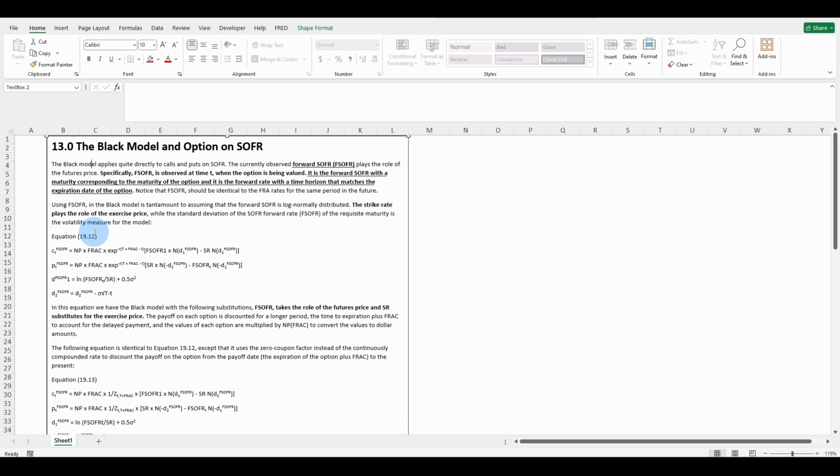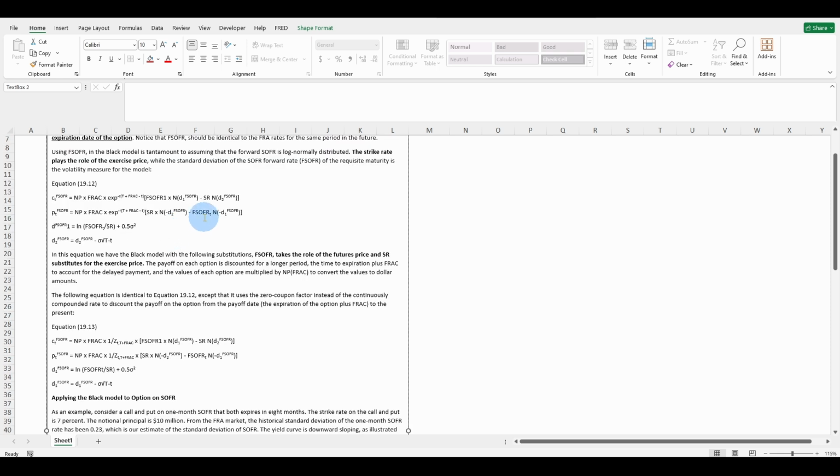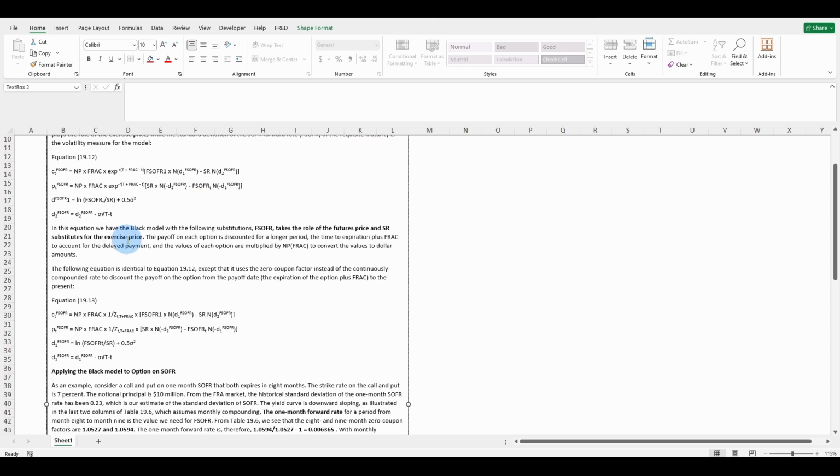The strike rate plays the role of the exercise price, while the standard deviation of the SOFR forward rate of the requisite maturity is the volatility measure of the model. Got that? Here's the call, here's the put, here's d1, d2. Similar to what we've practiced in the past, but as always, that volatility is going to take a little bit of work to crunch. In this equation, we have the Black model with the following substitution.